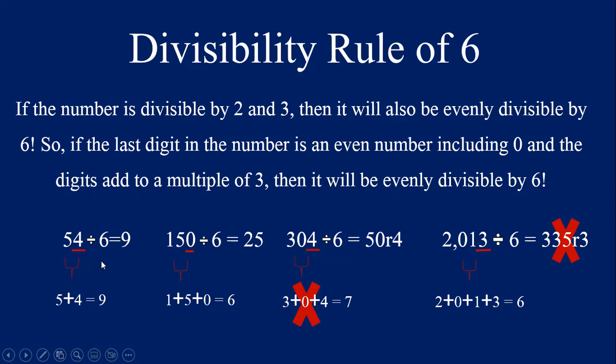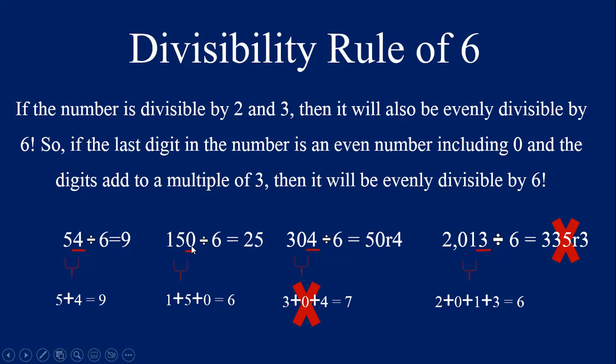And you probably have this one memorized. 54 divided by 6 equals 9. Let's look at the next equation, 150 divided by 6. Look at the number in the ones place. There's a 0 here. Since there's a 0, we know that this number is evenly divisible by 2.